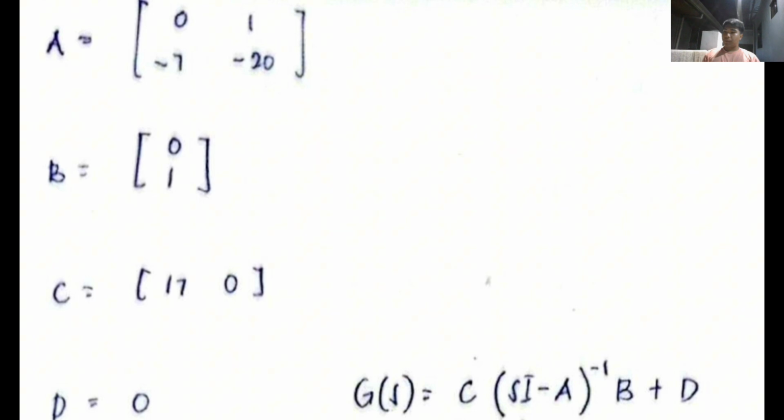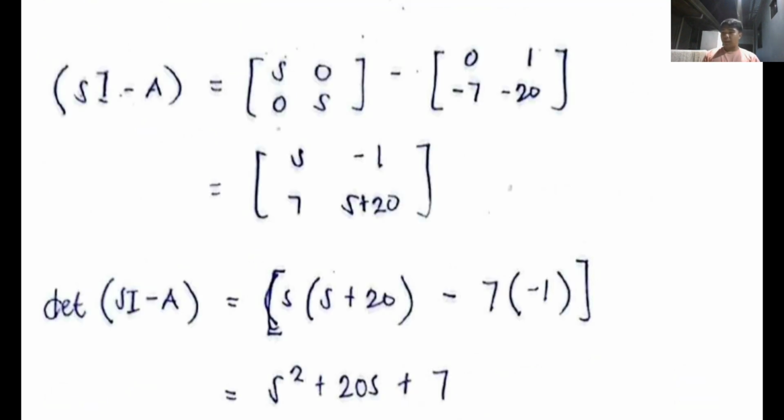Now, let's use these examples. By the way, these examples are from our solutions earlier in transfer function to state space. In converting state space to transfer function, we can use this formula. G(s) is equal to C times (sI minus A) raised to the power of negative 1 times B plus D. Here, we just need to subtract A from sI, then afterwards find its determinant. So the determinant is s squared plus 20s plus 7.